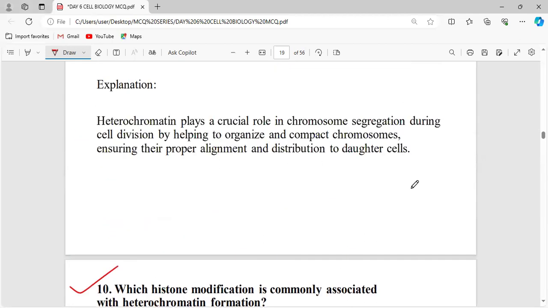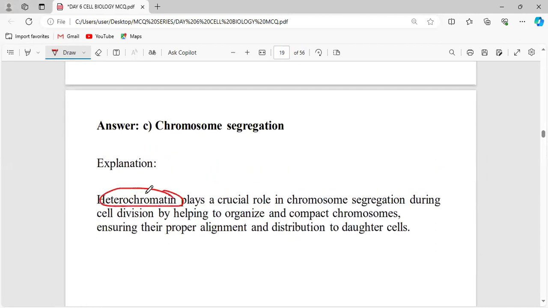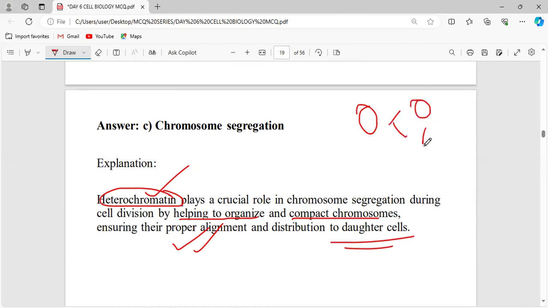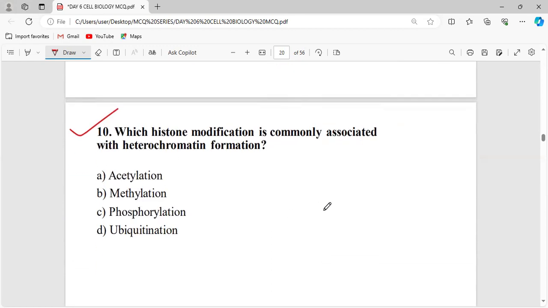Kindly read the explanation also. Heterochromatin plays a crucial role in the cell division process, by helping to organize and compact chromosomes, ensuring their proper alignment and distribution to the daughter cells. Because one cell has to be divided into two cells in mitotic division, is it not? And the proper segregation between these two daughter cells is done only by heterochromatin. So chromosome segregation plays an important role.